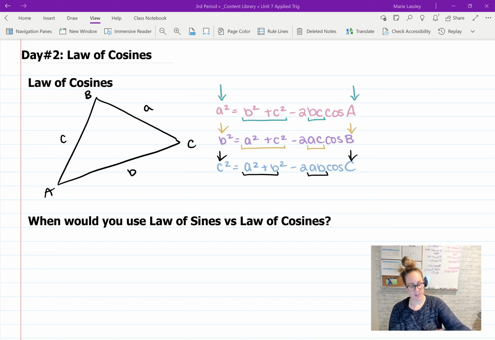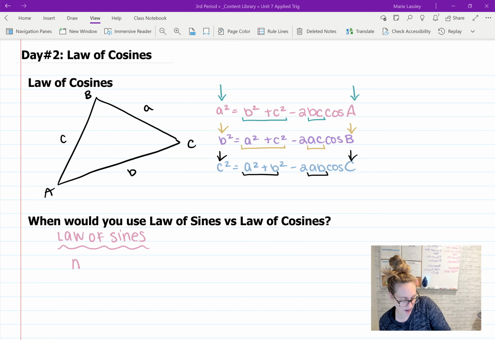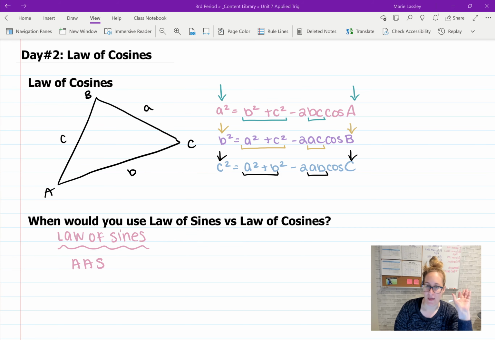All right, so law of sines, we kind of talked about this a little bit, but this is when you would use it. So thinking about those side, side, side, side, angle, side kind of things. Law of sines. When you're given a triangle and this is the information you have: if you're given two angles and a side, so angle, angle, side, and the side is not in between the angles, this one we would use law of sines. So two angles, one side, law of sines.